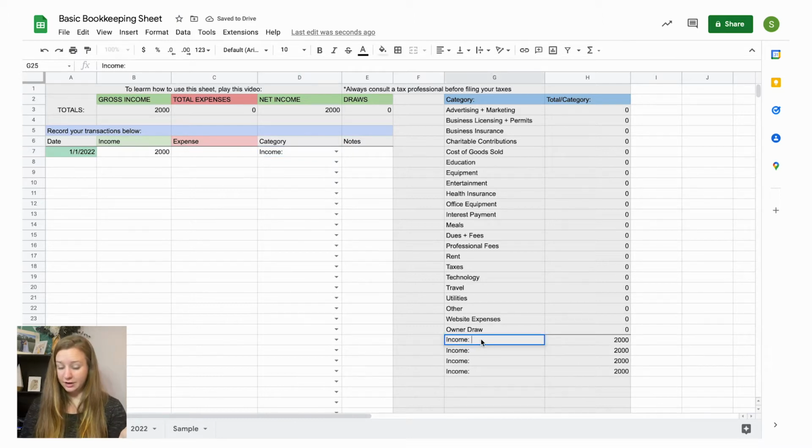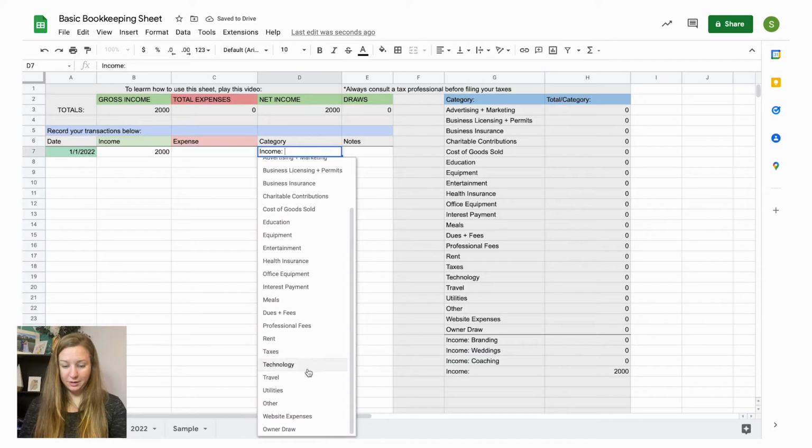And down here, you can edit your types of income for your services. This is the only thing you are allowed to touch in the gray. You don't need to be touching anything else except for coming in here, double clicking, and putting in your services. So let's say I do branding, I do weddings, and I do coaching. Those are my three main income categories.